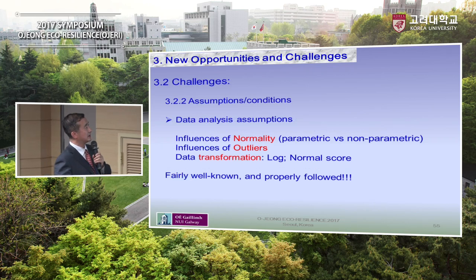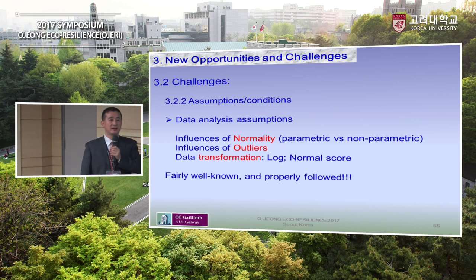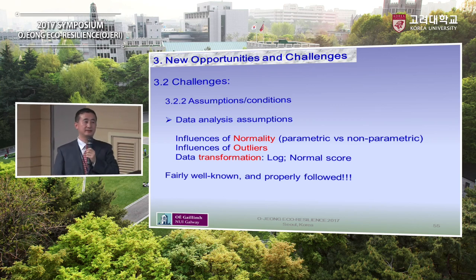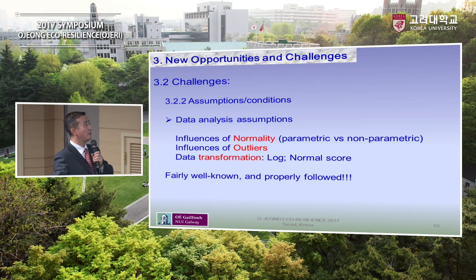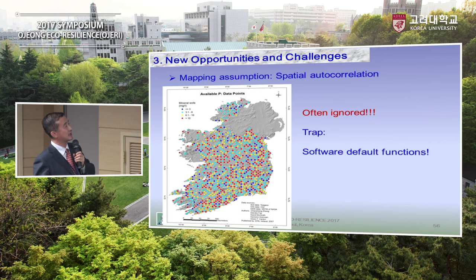And here, I want to talk about another challenge, which is the assumptions. And this one, I want to explain a little bit more. The first assumption: when we use statistics, especially parametric methods, there are some normality or some influence of outliers. And this problem, I don't have serious concern because normally people know it now, unless this person is very, very lacking in experience. I believe this is not a big problem. But the big problem is indeed the one I mentioned just now, spatial autocorrelation.